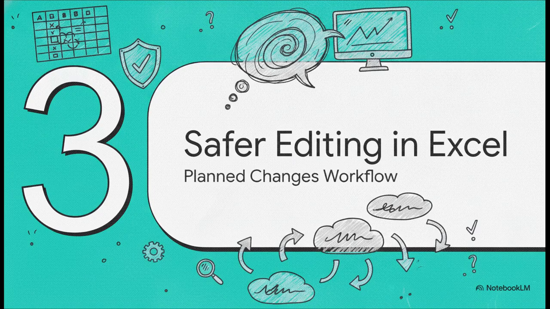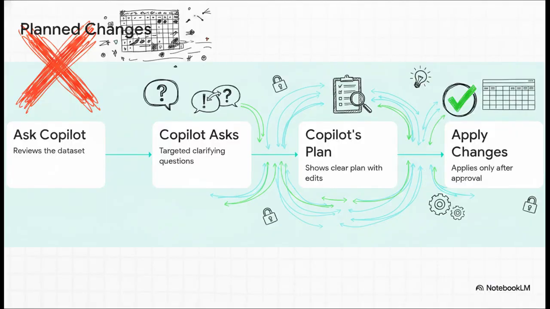Section 3. Safer editing in Excel. Moving over to Excel. Here, the Claude 4.8 Opus model is actually the default, and it's taking on everyone's biggest office nightmare: accidental data disasters. We've all been there. You ask an AI to fix something, and it overwrites a column you desperately needed. Cue the panic. To stop that, Copilot now uses a strict 4-step workflow. Ask Copilot, Copilot asks, Copilot's plan, and finally, changes applied. Let's look at why those middle steps are a total game changer.